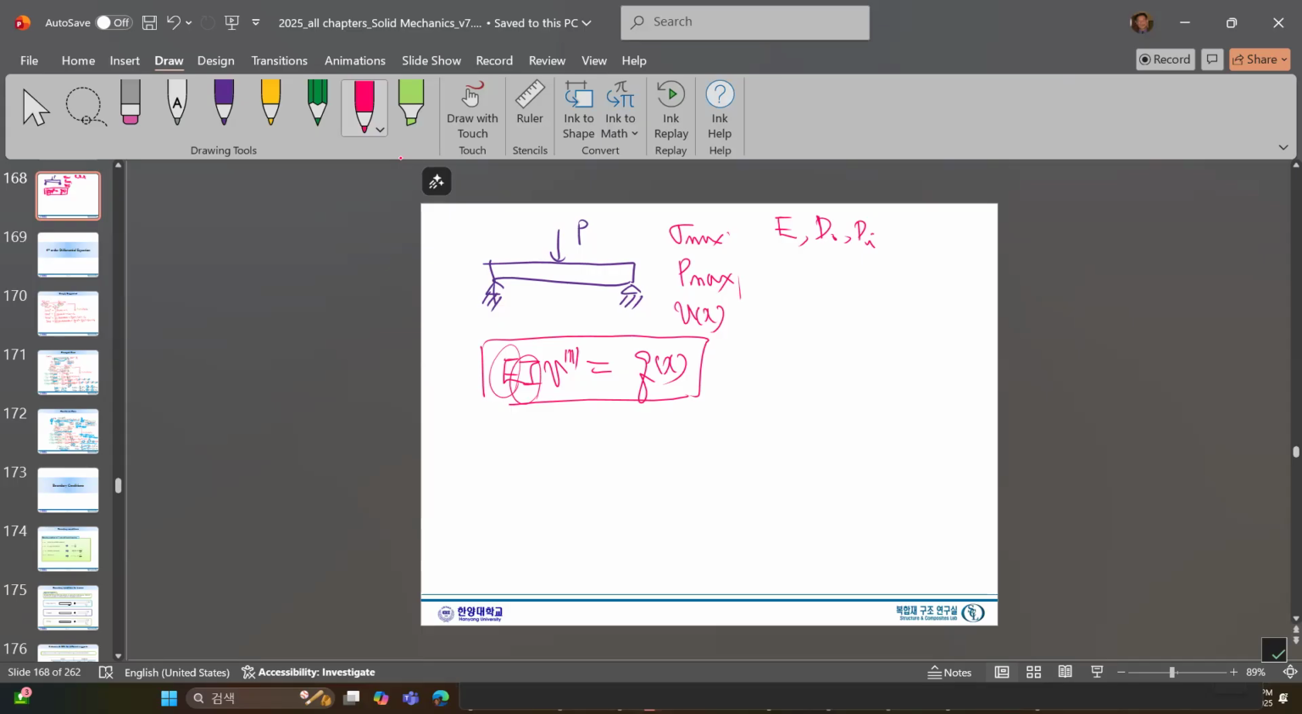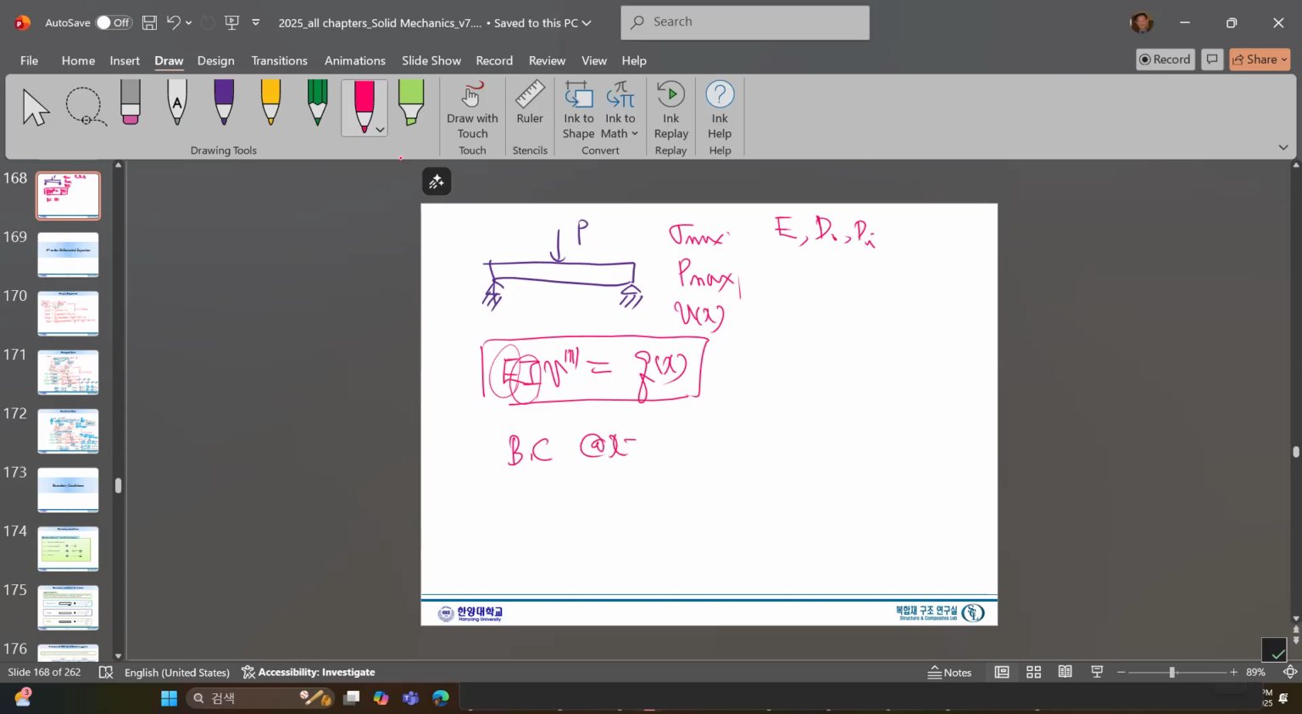But as you can see, how many constants of integration? You just simply integrate four times and you will get V. So we will need how many boundary conditions? We need four boundary conditions.